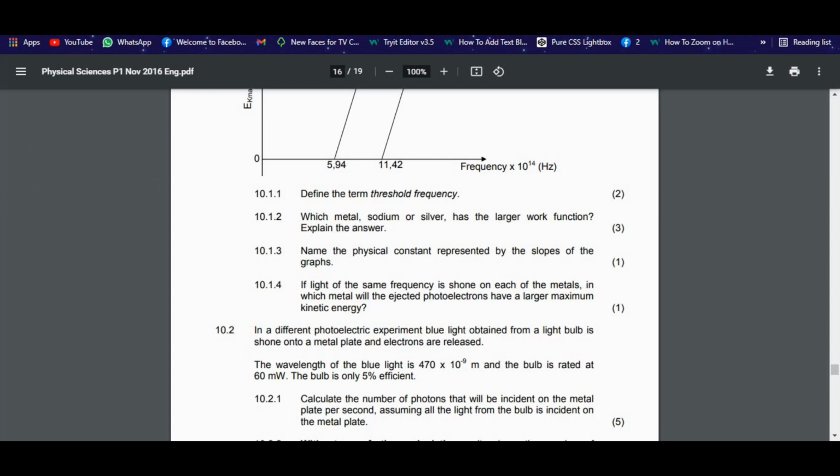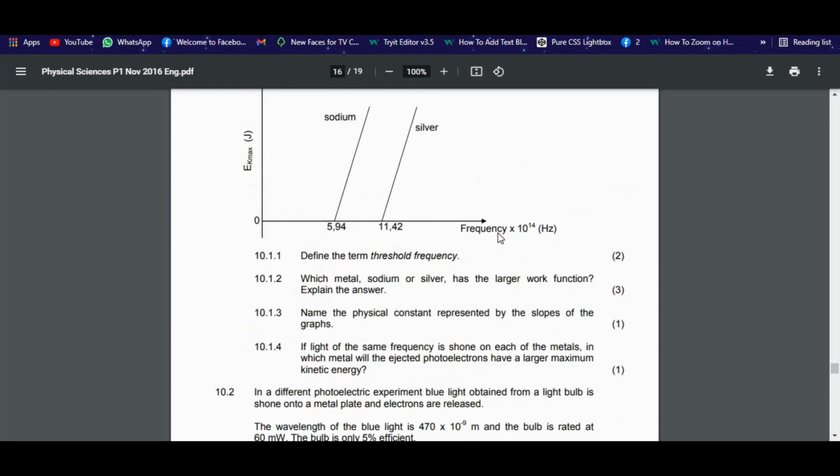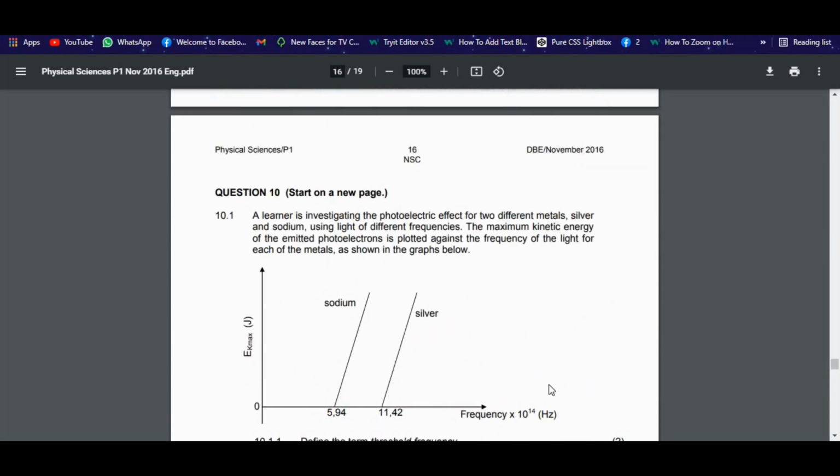That's for the threshold frequency. Table 1.2, which metal, sodium or silver, has the larger work function? Explain the answer. Definitely looking at the frequency values here, I'm going to say silver, and the reason why is because the threshold or cutoff frequency is definitely higher.